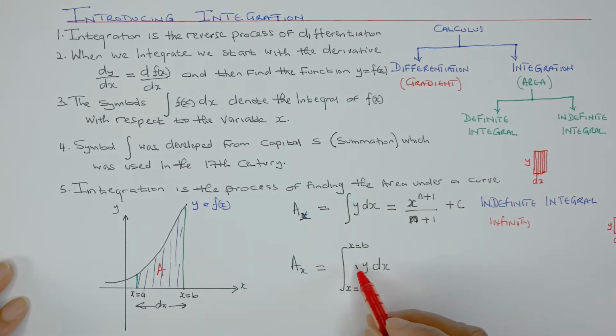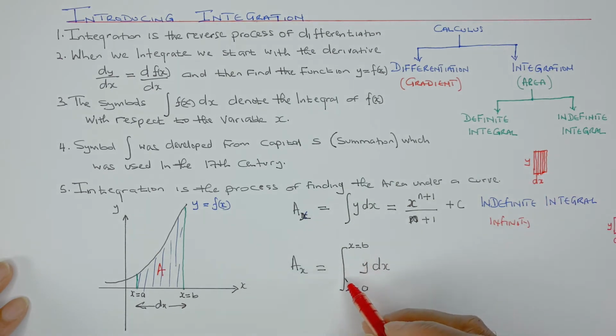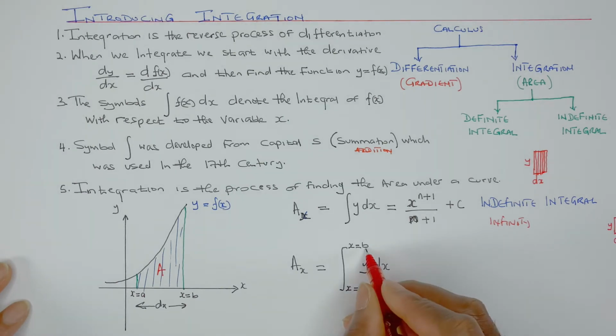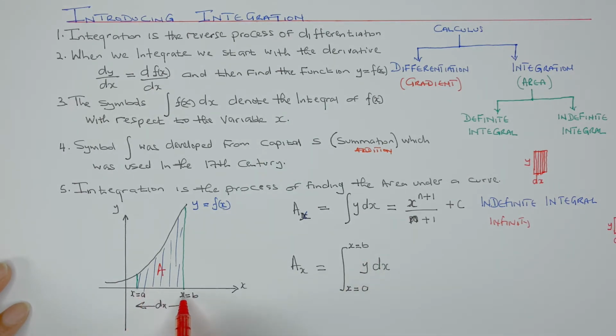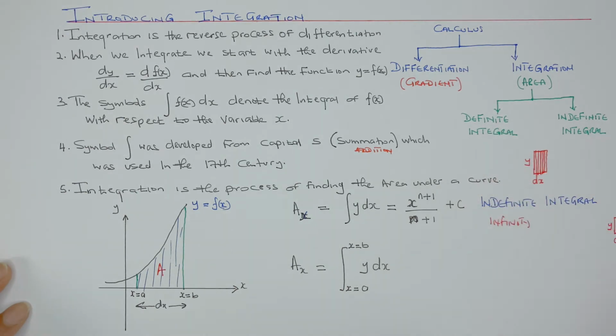So that's why we have this summation. We're adding all of them together. That's what this summation means. Summation means addition. So we're adding all of them together, and that's why we get the area, adding all together from the lower boundary to the upper boundary. That's what we call the definite integral. And that's what this is.